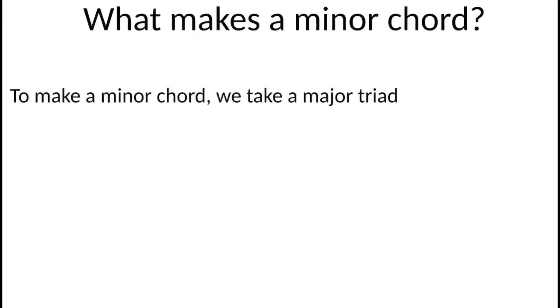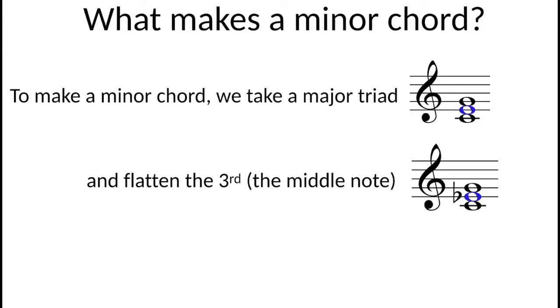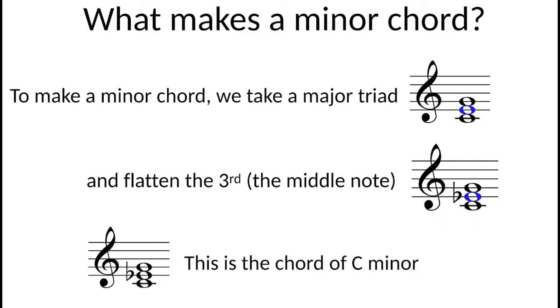But how do we make a minor chord? First of all, we would take a major triad, 3 notes. This is the C major chord. And we would flatten the third. The third's the middle note, remember, because it's the third step of the scale. So flatten the third, in other words, reduce it by a semitone, as you can see here. We just made that E into an E flat. And that gives us the chord of C minor.